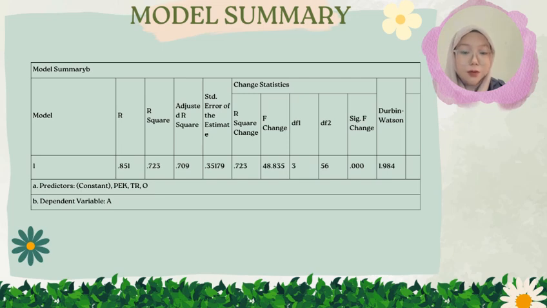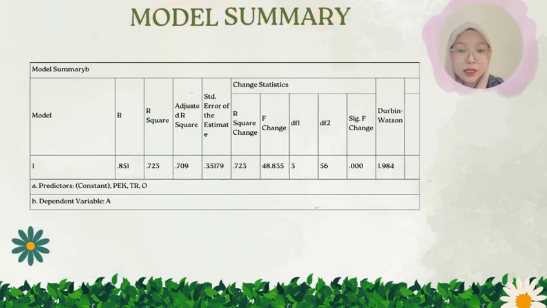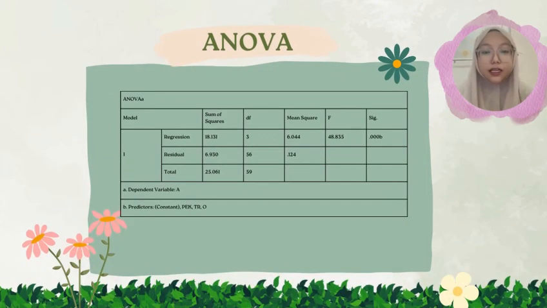The Durbin-Watson value of 1.984 suggests no autocorrelation issue, and the standard error of 0.35179 indicates good prediction accuracy. Overall, this model demonstrates strong statistical significance, reliability, and effectiveness in explaining the acceptance of new learning method in Google Classroom. ANOVA. The regression analysis showed that observability, technological readiness, and prior experience and knowledge together explain most of the variation in the acceptance of new learning method in Google Classroom.